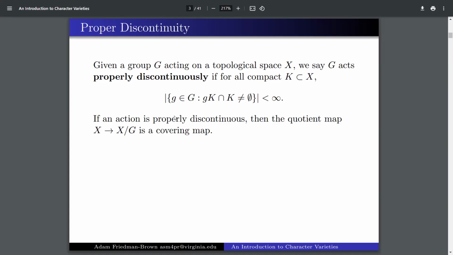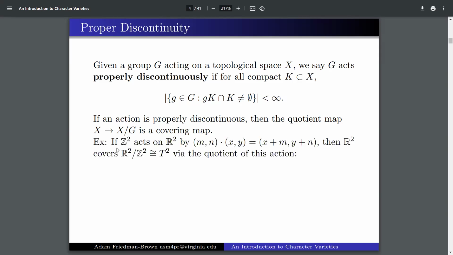And this is a nice property because when an action is properly discontinuous, then the quotient map from X to X mod the action is a covering map. Now, an illustrative example of this phenomenon is the action of Z squared on R2, where if you take a pair of integers and a pair of real numbers, the action is you add the integer to each coordinate.